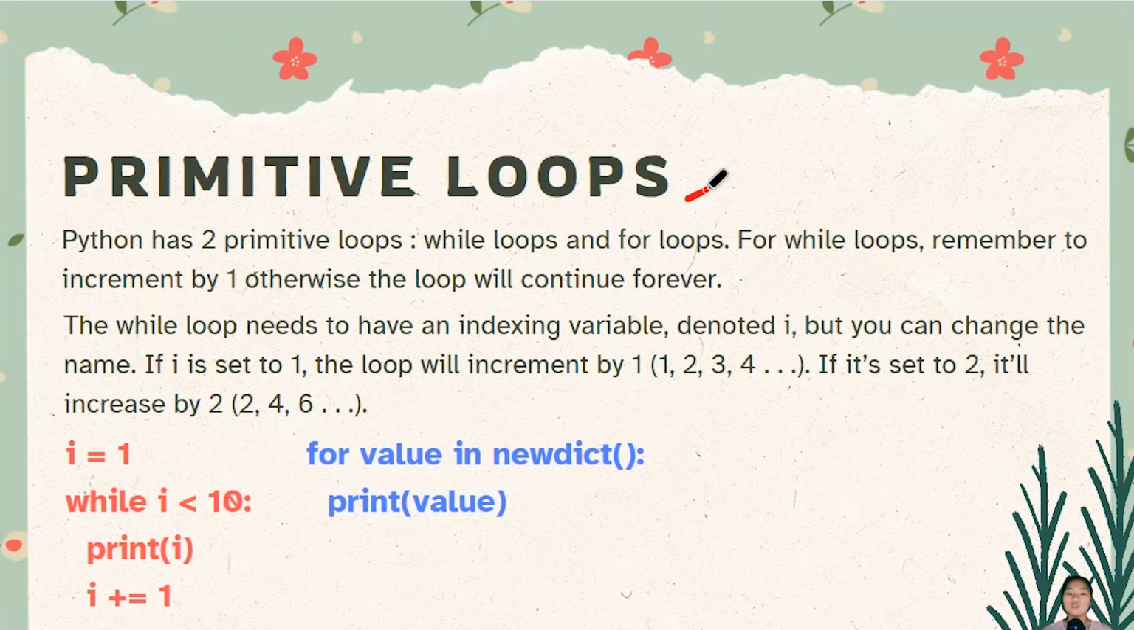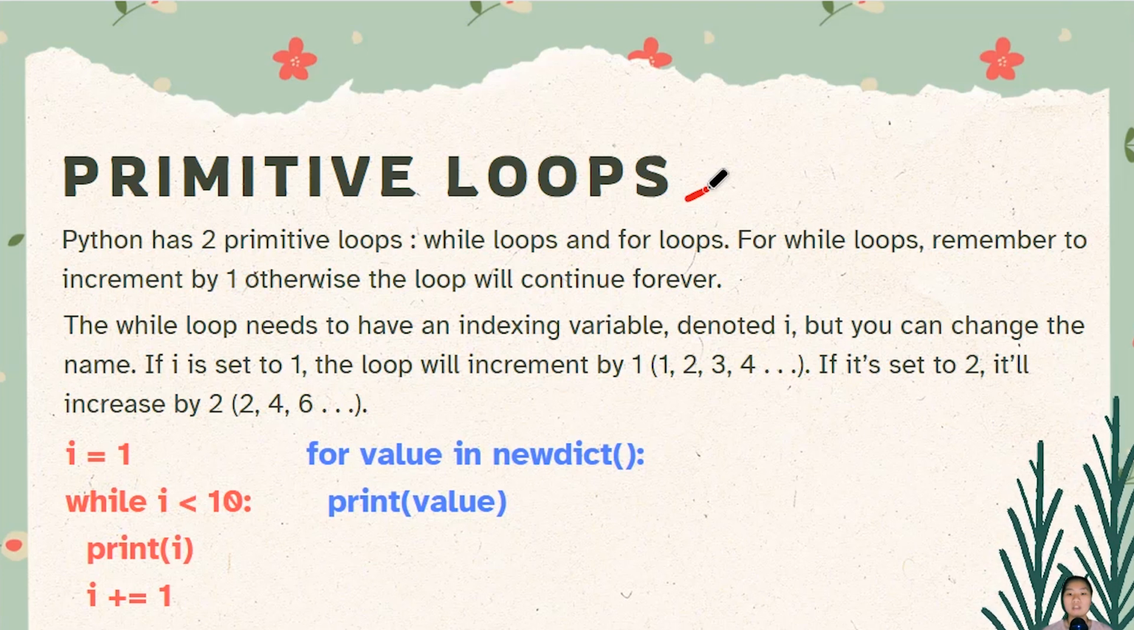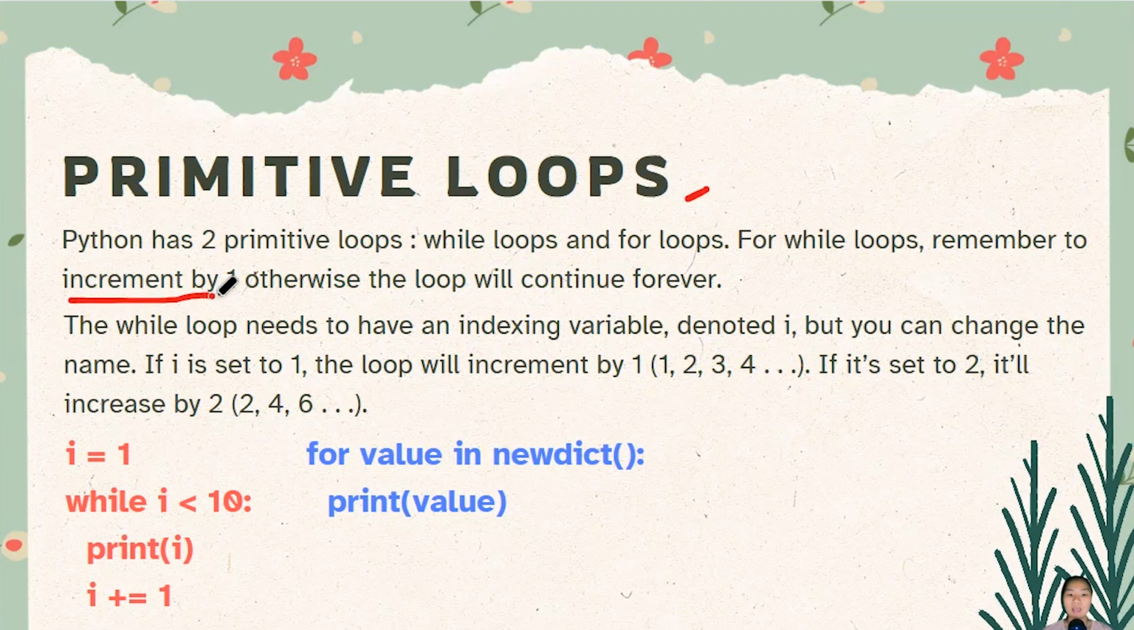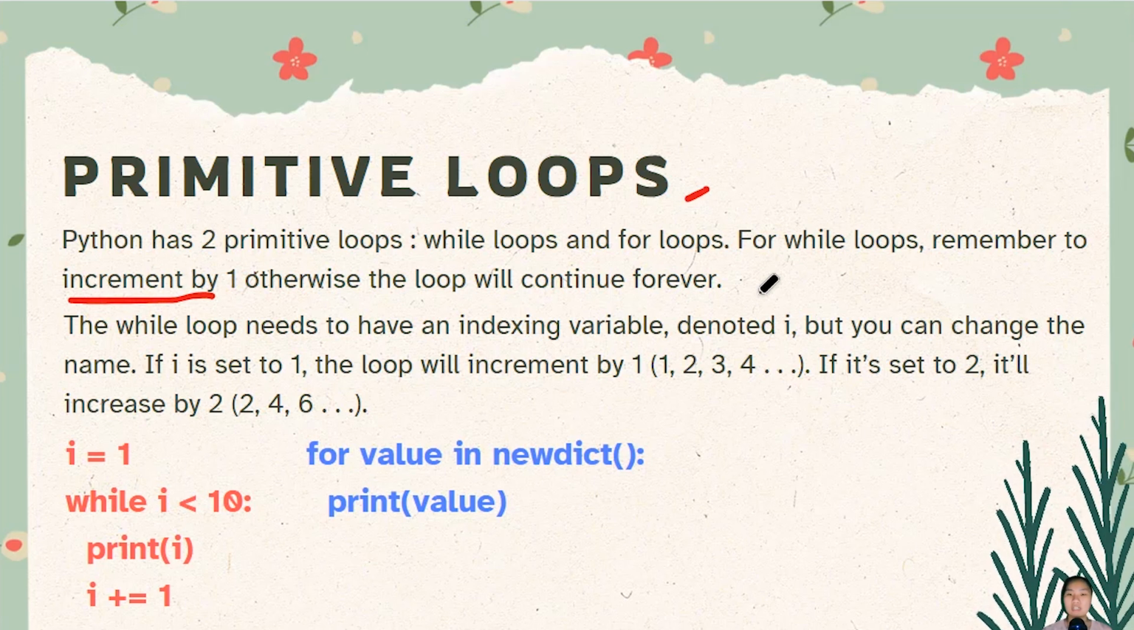So Python has two primitive loops, as I've said before, while loops and for loops. They're the basic, they're the core. For while loops, okay, remember to increment by 1. Otherwise, the loop will continue forever and your system may crash, or your device may stop working because it's just going on and on and on and too much data, okay?